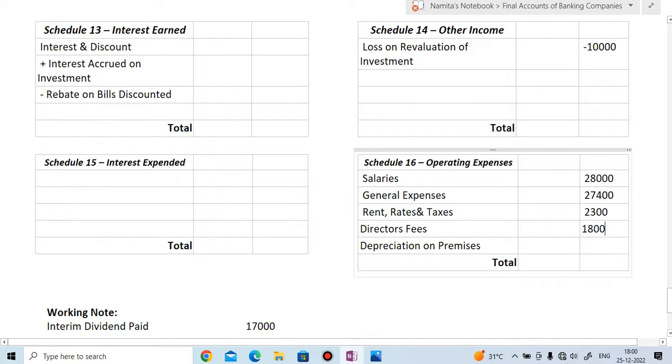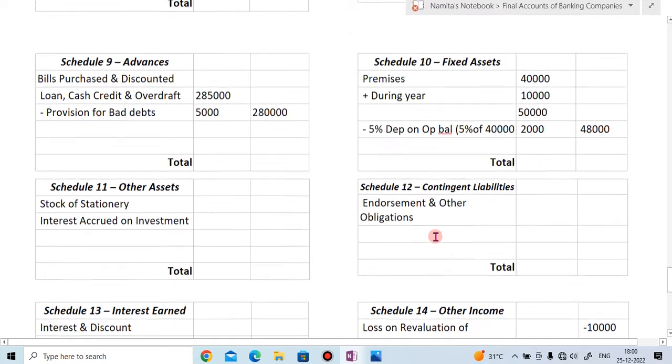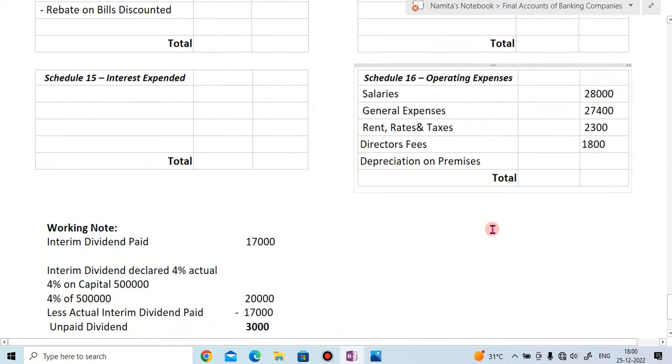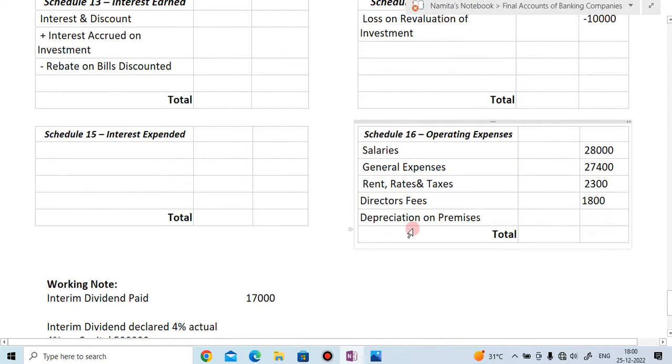Now here see, we have forgot to give the second effect of this depreciation. First effect we have given in schedule number 10, fixed asset. Now this 2,000 second effect we have to give in operating expenses as depreciation on premises, 2,000 rupees. Okay.